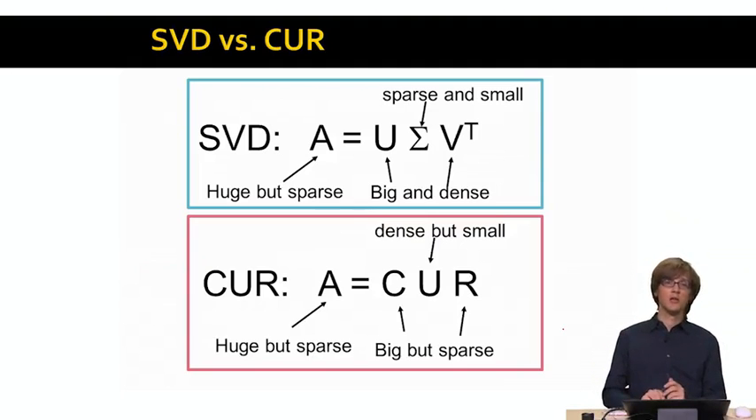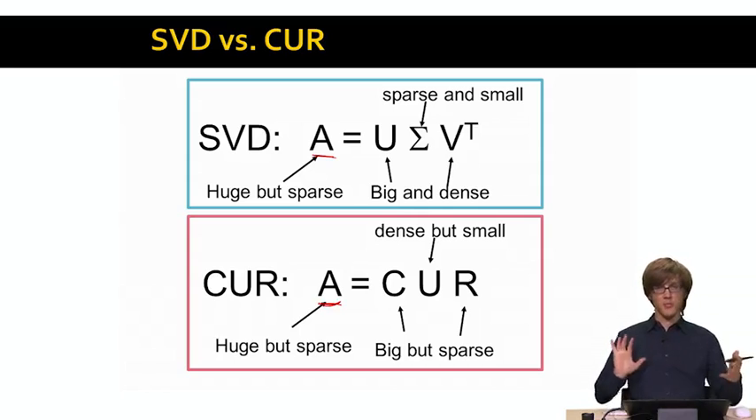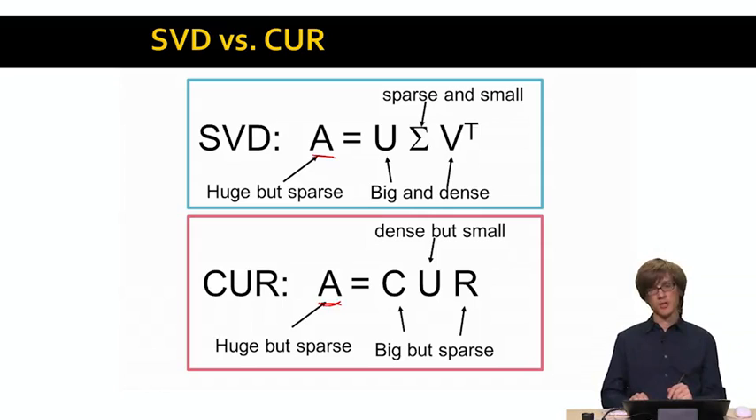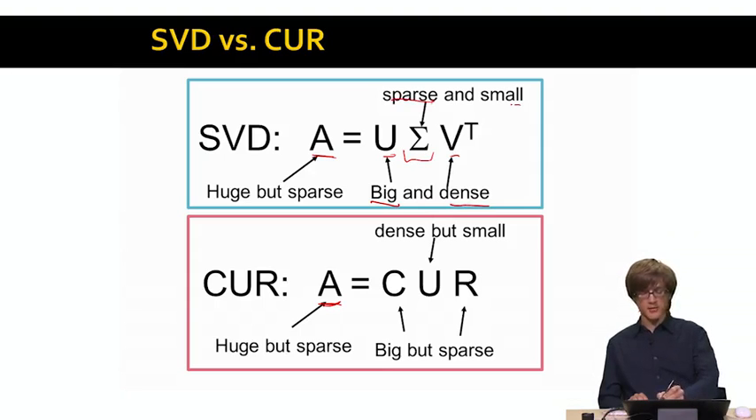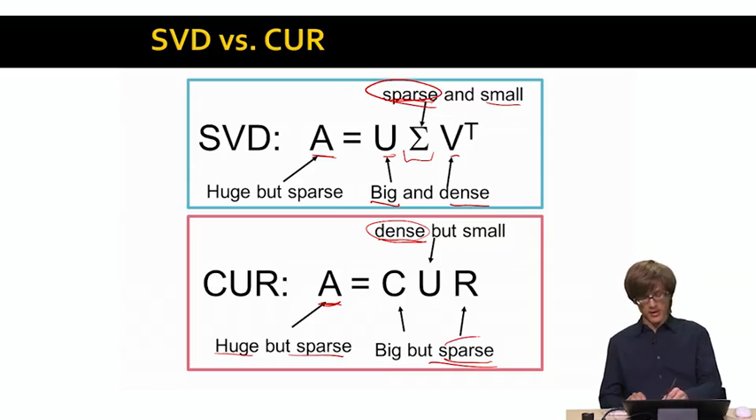So how do CUR and SVD compare to each other? In both cases, we assumed that matrix A is our given input data matrix, which is very big, and let's think of it as sparse, so it has lots of zeros in it. The way we thought about SVD was that we have matrices U and V. They are big but dense, and matrix sigma is sparse and very small. What is CUR? CUR also has A that is huge but sparse, but what is now important is that C and R are also big but sparse, and now matrix U is dense but small. So the difference is that in SVD, sigma is sparse but small. In CUR, our corresponding matrix U is dense, but it's still very small, so it doesn't matter. But the big difference is that C and R are sparse, while in SVD they are dense.